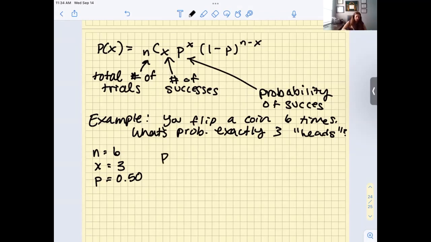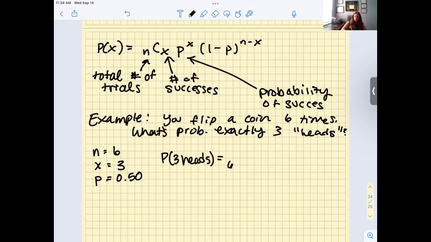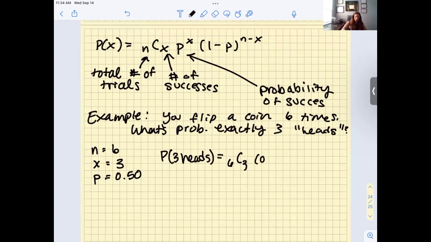So you would show your work by laying that all out, and you'd say the probability of getting 3 heads is equal to 6C3, and then 0.5 raised to the 3, and 1 minus 0.5, which is also 0.5, raised to the 6 minus 3, which is also 3.